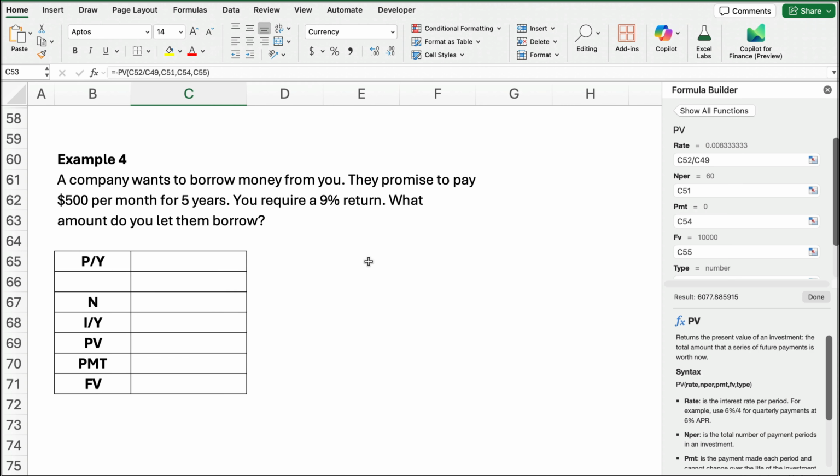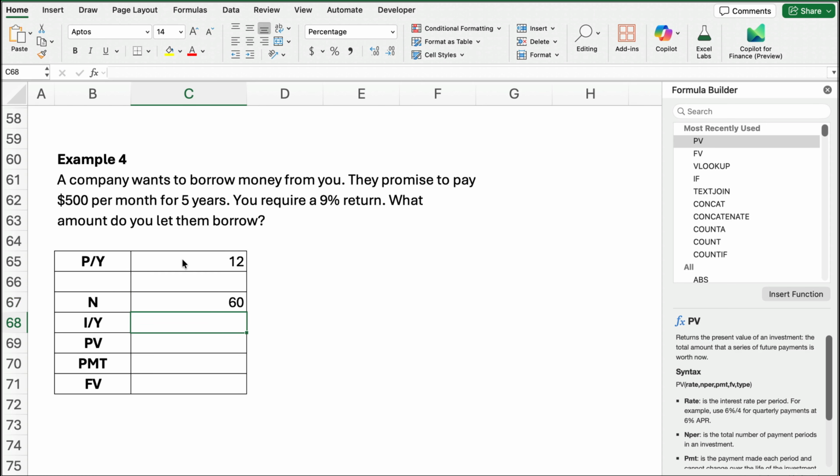So what they've done is come to you with the payments, and you calculate then how much you will give them cash to let them borrow. So our periods per year is going to be 12. The number of periods is 5 years times 12, or 60. You're going to require a 9% return. We're going to calculate present value, or the amount of the loan, right? The payment is $500, and then they don't have any payment at the very end. So how much are you going to let them borrow?